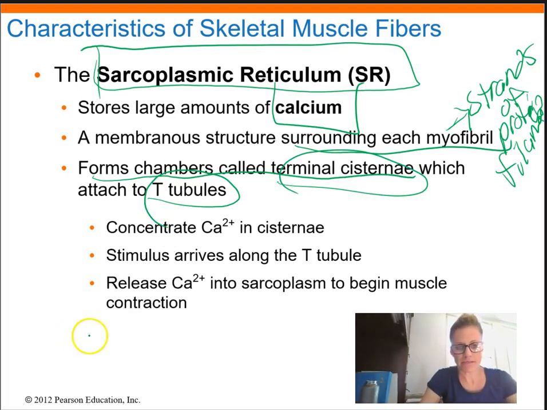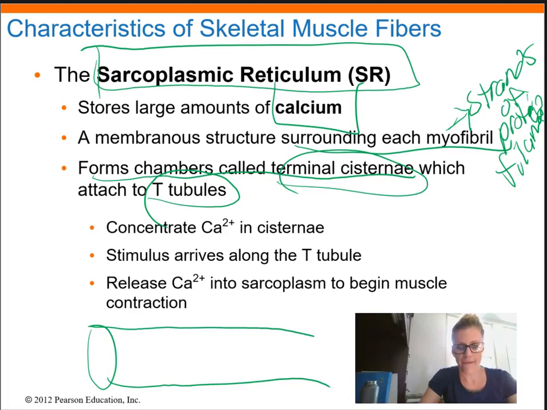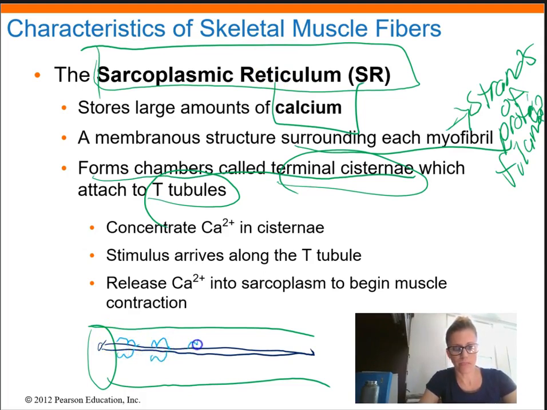So what happens is, say this is my muscle fiber. And I said that the muscle fiber is made up of myofibrils. So say that's one single strand of protein right there. The single strand of protein has the sarcoplasmic reticulum wrapped around it. And that stores a ton of calcium. So I've got a bunch of calcium stored inside this sarcoplasmic reticulum.